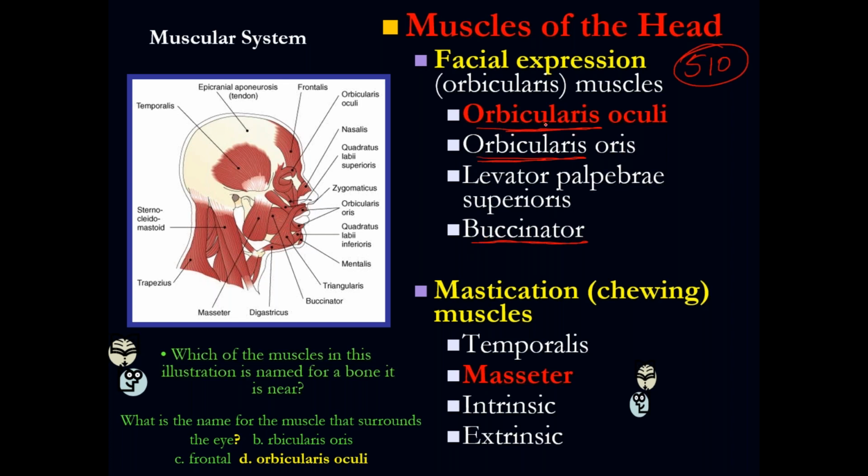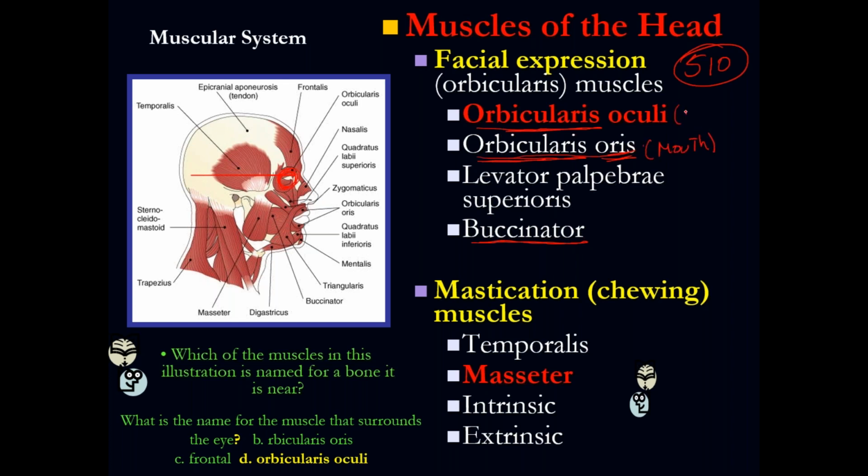The orbicularis oculi: orbi is like orbit, right? Around the eye, orbicularis oculi. So where is the orbicularis oculi? It is the muscle that surrounds the eye, okay? Elevation of the eyebrow, etc. So those are actually the orbicularis oculi. Then we have the orbicularis oris. Oris means mouth.